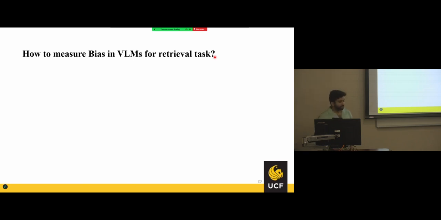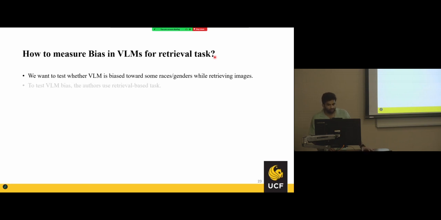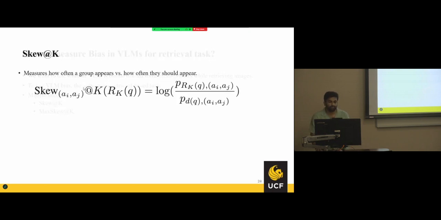So the goal of this paper was to measure bias within VLM models. To measure this bias, they have two particular metrics, which they call skew at k and max skew at k. We'll go into the details of both of these. They use retrieval-based tasks, that is, they try to retrieve images from a data set using these VLM models. So this would be the formula for skew. We'll get into the details.